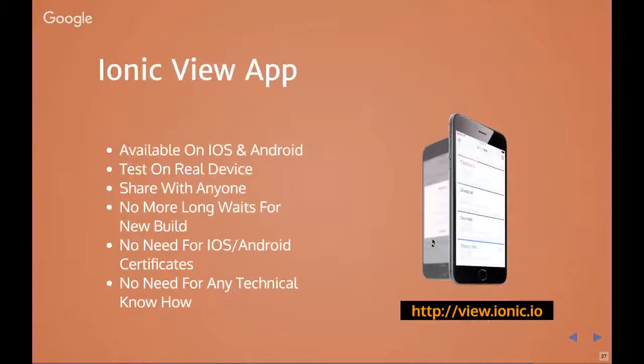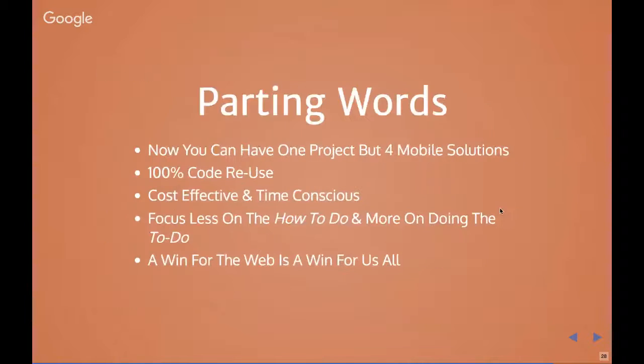There's also the Ionic View application. This allows you to test your app without going through the App Store. If you download this Ionic View app on your phone, you should be able to test my Netflix app, because on the GitHub page I have the ID of the app, and you should be able to see it on your phone without any certificate issues. So now you have seen how we were able to build four mobile app solutions with 100% shared code. It's very cost effective and time conscious. You don't have to focus on why things work. And also it's web, so web is good for everybody.